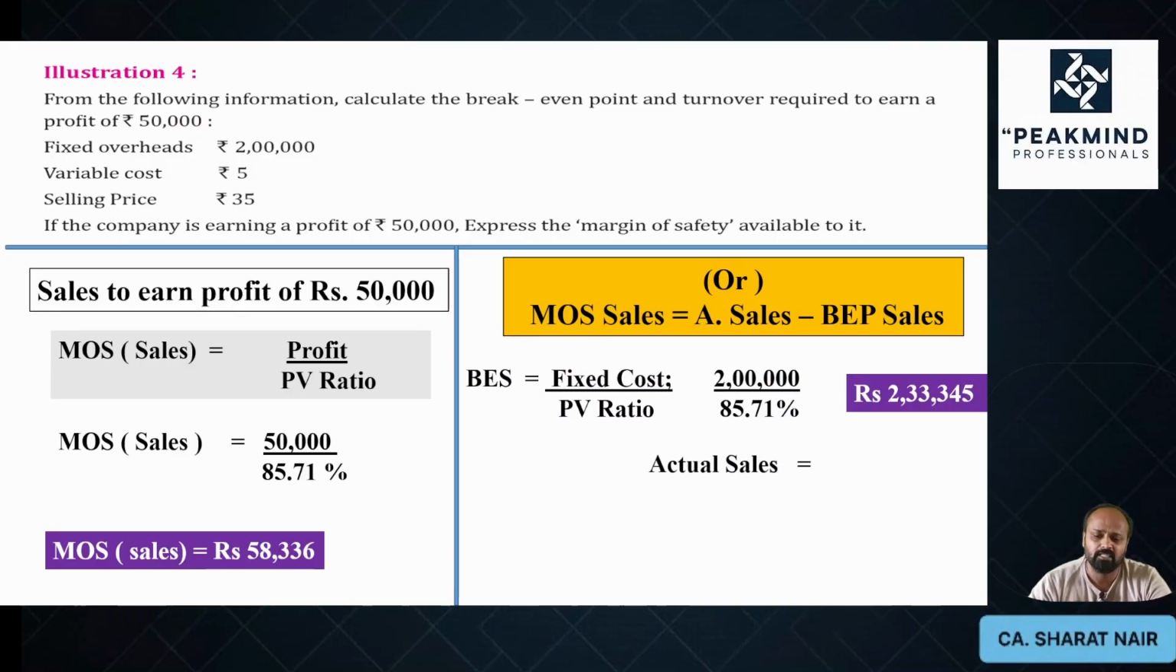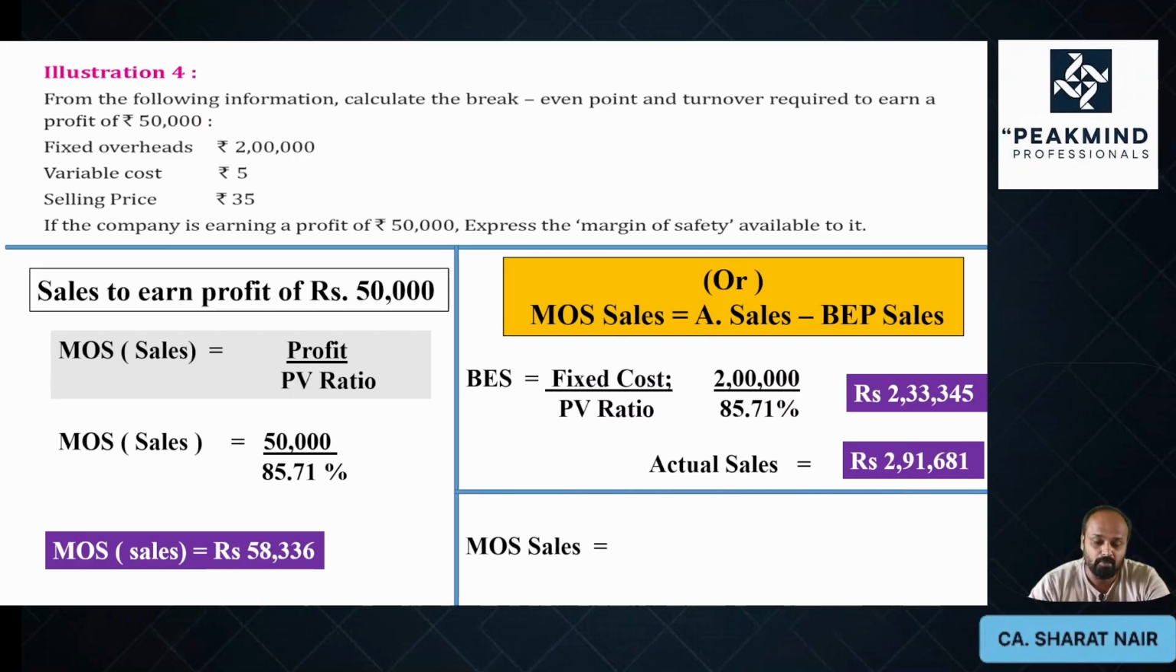Now, another way of doing it: actual sales will be the sum total of everything which I just mentioned. Margin of safety sales is equal to 2,91,681 minus 2,33,345. It is 58,336. Again, a confirmation of what we have done with the other formula, which is profit by PV ratio. That's it. So with this, the problem comes to an end.